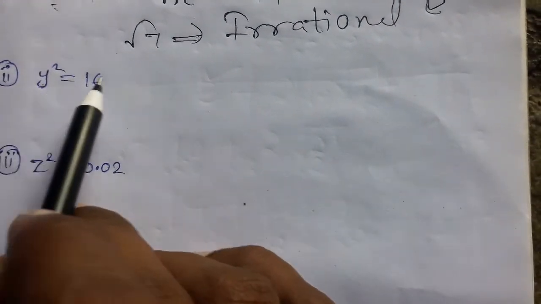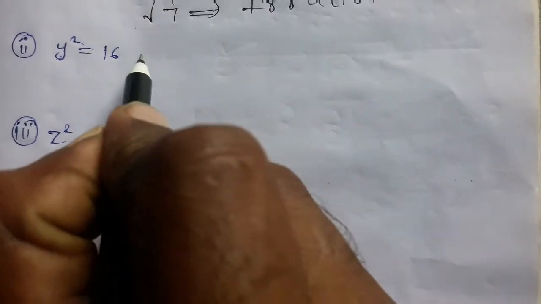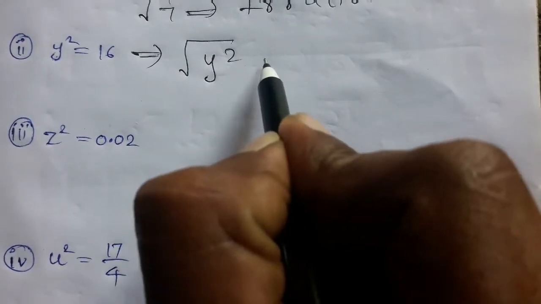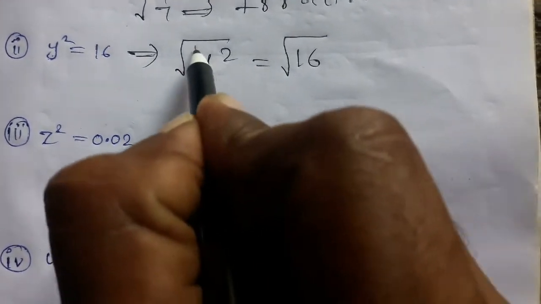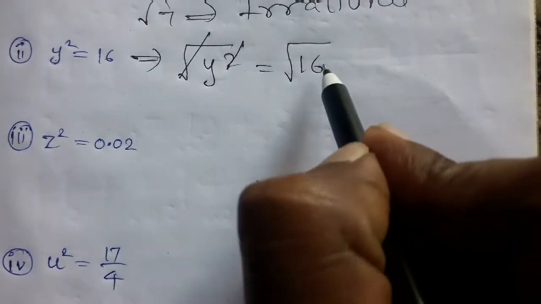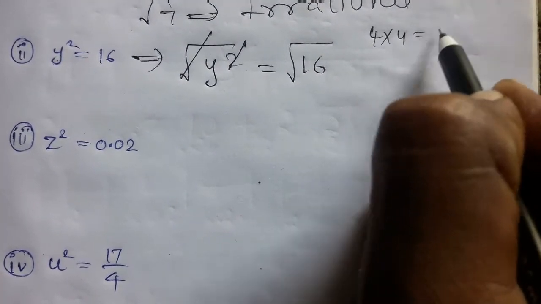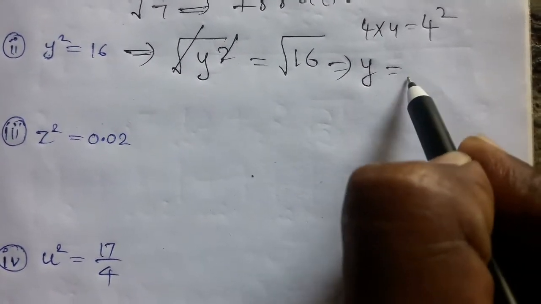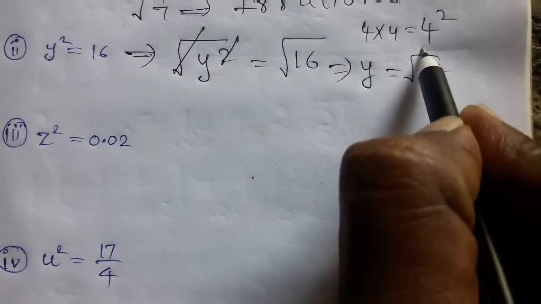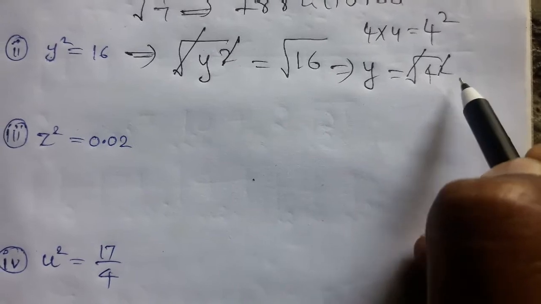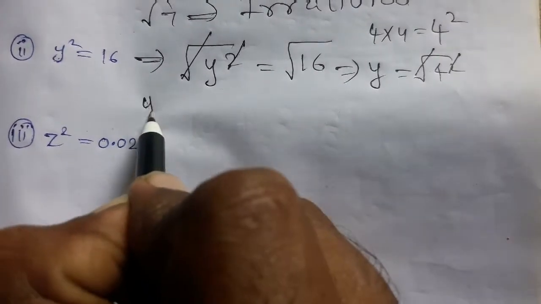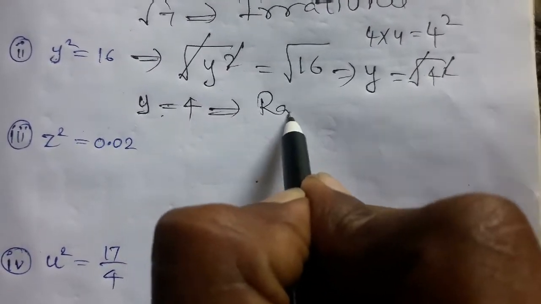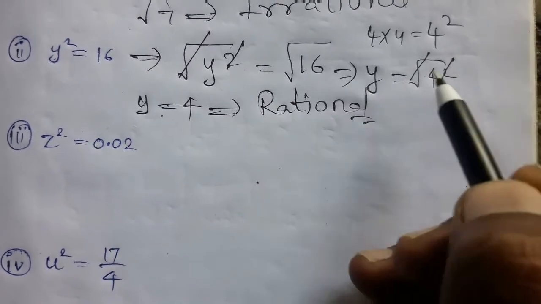Second one, y square equals 16. So apply root on both sides. That means under root y square equals under root 16. This root and square cancel. 16 can be written as 4 into 4, that can be written as 4 square, isn't it? Now this can be written as y equals under root of 4 square. This root and square cancel, so y equals 4. So 4 is rational. So the given one is rational.